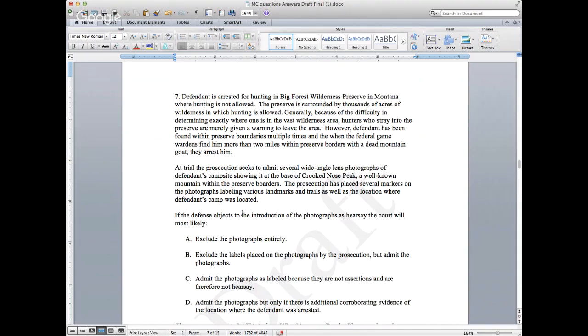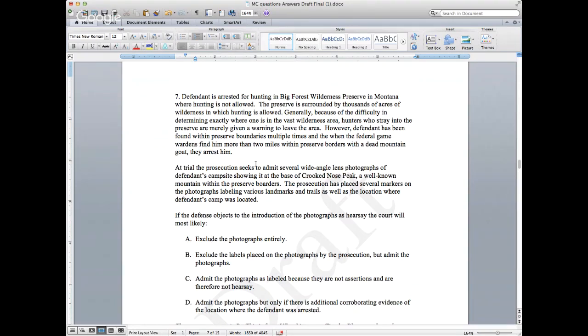So here, to be honest with you, I would actually look at the answer choices first, just to see if I have anything like that, anything that says exclude the photos. A and B both say exclude the photos, but C and D say admit the photos as labeled because they are not assertions, and D says admit the photos but only if there is additional corroborating evidence of the location of the defendant's arrest. So here, tentatively, it looks like the best answer may be C, right? But I'm not sure. Let's read the rest of the question.